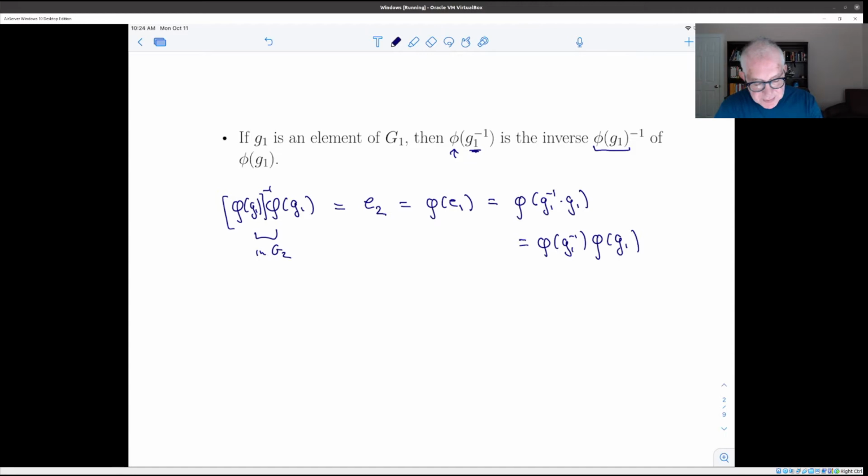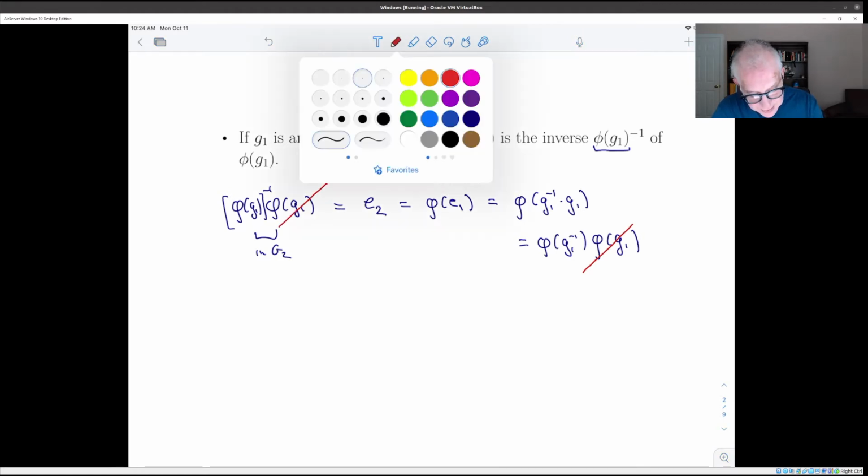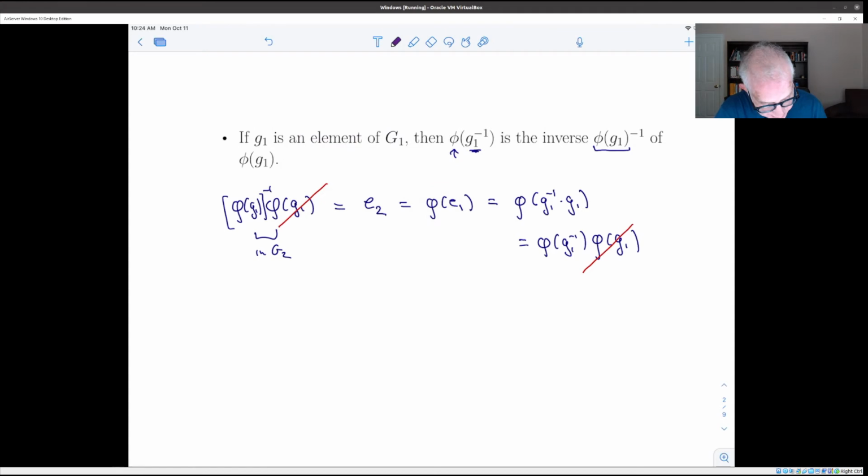And then we do the same trick that we did in the previous result. We can cancel this phi of g1 and that phi of g1. And the result that we get is that phi of g1 inverse on this side is equal to phi of g1 inverse on that side.